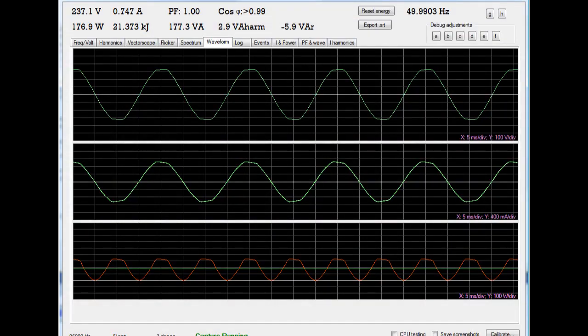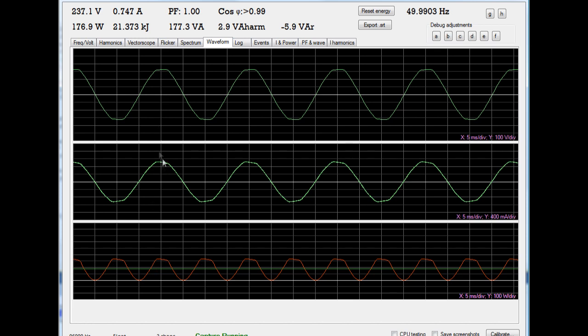So let's take a look at the waveforms for the incandescent lamps. So voltage waveform at the top, reasonable sine wave, just slightly flattened at the tops and at the troughs, current waveform in the middle here, and power waveform at the bottom. The red in this case is the instantaneous power. It's obtained by multiplying the instantaneous voltage at each point by the instantaneous current at each point.